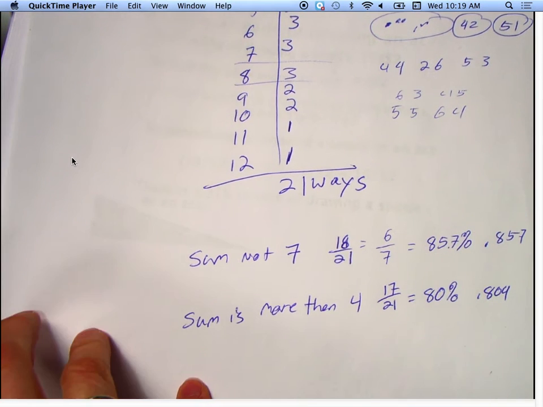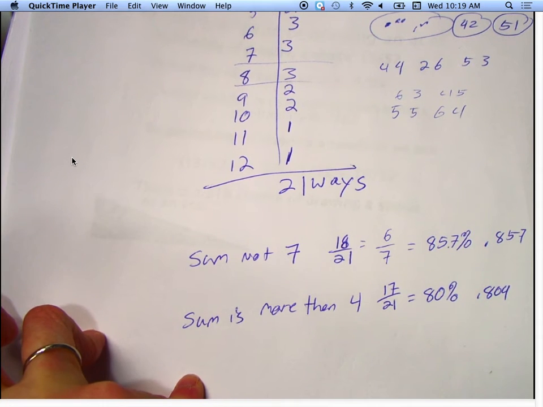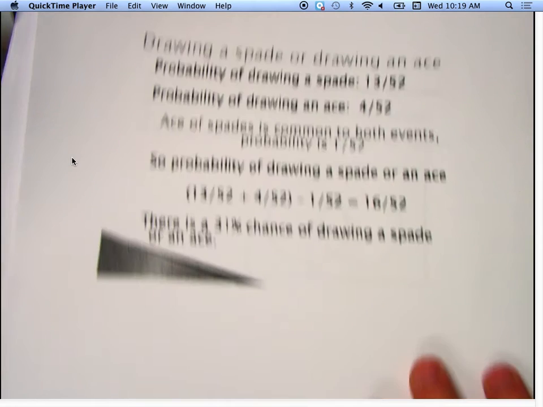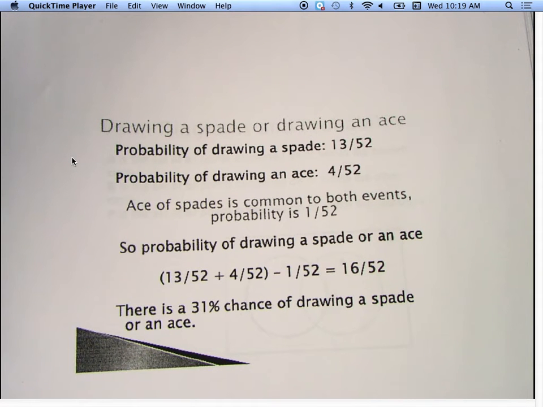20. Okay, we're going to go over a few more card things that we talked about yesterday that I think I might have told you incorrectly. Drawing a spade or drawing an ace. The probability of drawing a spade is 13 out of 52. We agree, right? Because it's 1/4 of my deck. Probability of drawing an ace is 4 out of 52, right? Because there are 4 aces in a deck of cards.